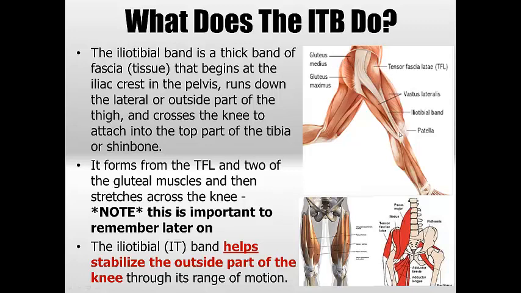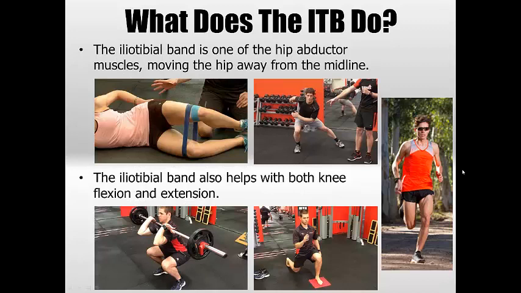All right, we'll expand on that later on, but basically that's the anatomy of it and how it runs, and its main role is to abduct the hip and stabilize the knee through flexion and extension. Abduction of the hip is like in a clam exercise, where we see the hip being moved away from the body, away from the midline, and we'd see it in a lateral lunge. But that's also happening in the stance phase of walking and running, where that hip has to externally rotate to create the perfect alignment for the leg here.